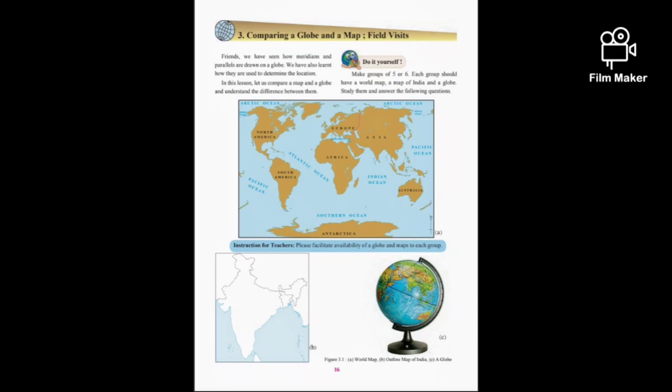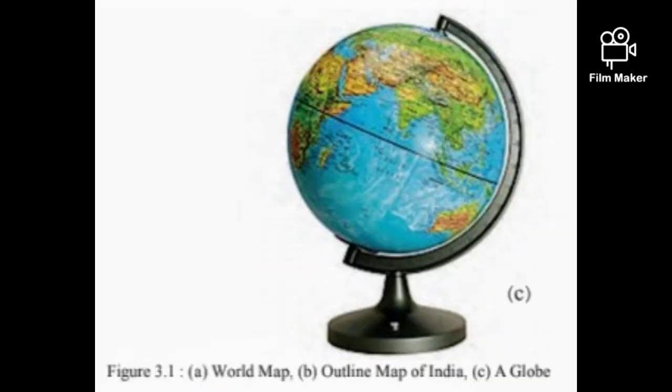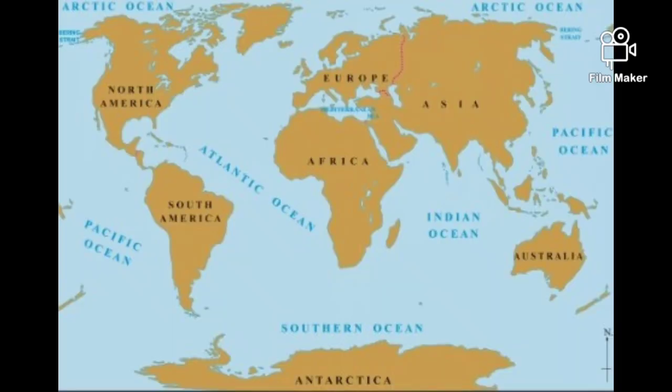Now a globe is a replica of Earth. It resembles our planet Earth. Look at the picture of the globe. On the globe you can see the North Pole and the South Pole. You can see the line of the equator, and there are different continents, and in blue color you can see the oceans, the different oceans.